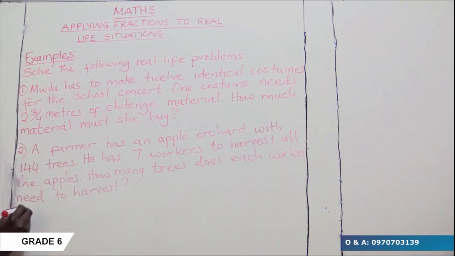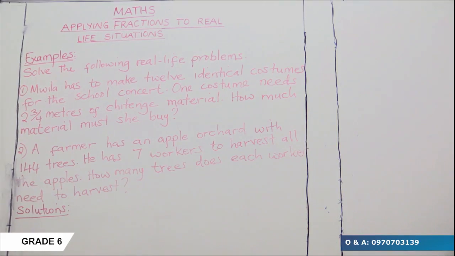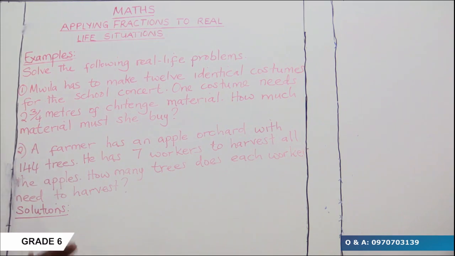All right, so boys and girls, let's go to our solutions. Solutions, boys and girls, means answers. Our topic for today is applying fractions to real life situations. How do we apply fractions in our real life situations? Mwila has to make 12 identical costumes for the school concert. One costume needs 3/4 meters of chitenge material. How much material does she buy?